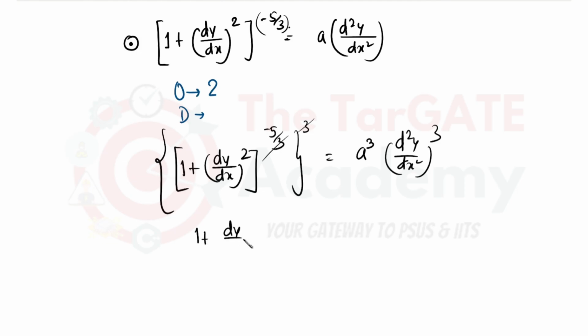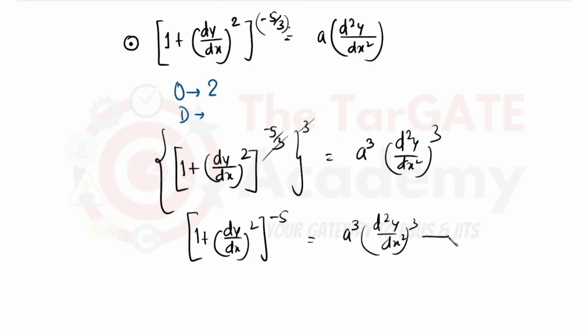Ultimately, 1 plus (dy by dx) whole square. I'll have minus 5. Minus 5 not a problem. A cube, and I'll have (d2y by dx square) cube. Now this thing will have order as 2, degree as 3. So for the highest order derivative, whatever the power we have, that is it. Am I clear all of you?